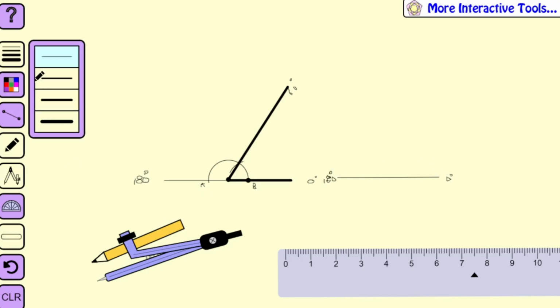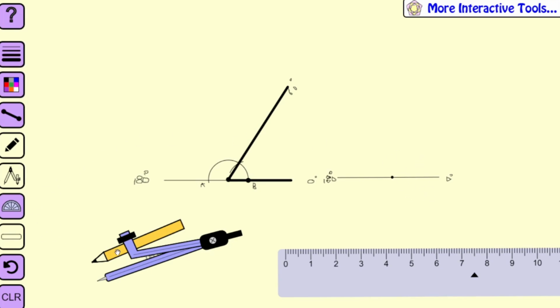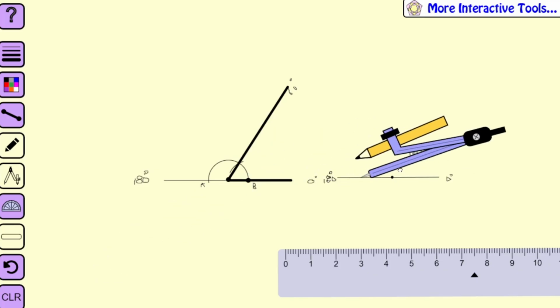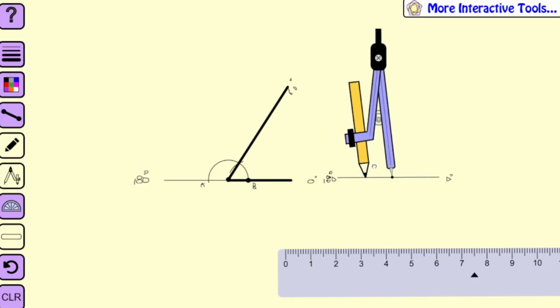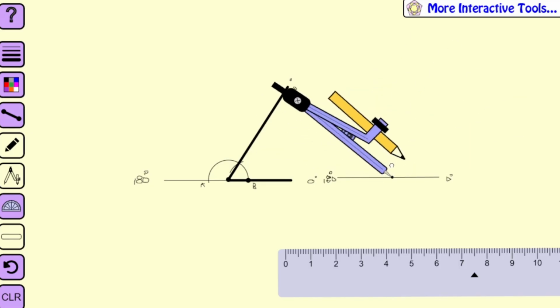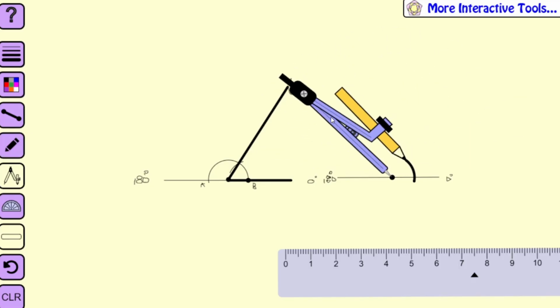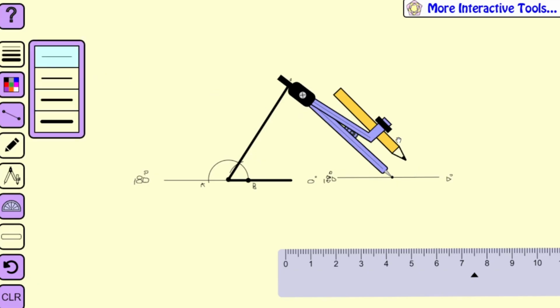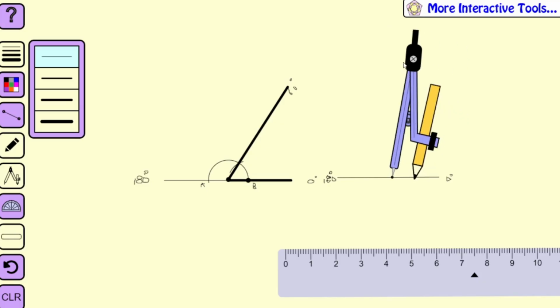You need to place a point, which is your vertex where the lines meet. Get your compass, and the first thing you need to do is construct your 60. So we're going to construct our 60-degree angle. Remember, we construct our 60-degree angle and draw our semicircle.